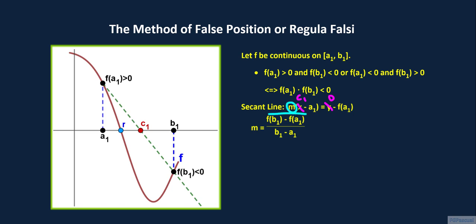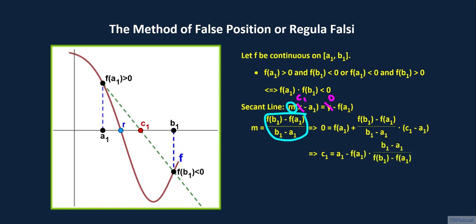Replacing m by this formula, we get the equation 0 equals f of a sub 1 plus f of b sub 1 minus f of a sub 1 over b sub 1 minus a sub 1 times c sub 1 minus a sub 1. Solving for c sub 1, c sub 1 equals a sub 1 minus f of a sub 1 times b sub 1 minus a sub 1 divided by f of b sub 1 minus f of a sub 1. The viewer might recognize the similarity of this formula to the recursion formula for the Newton-Raphson method.